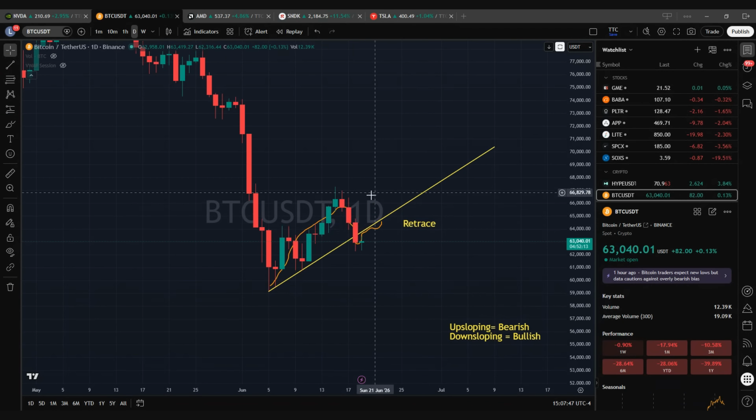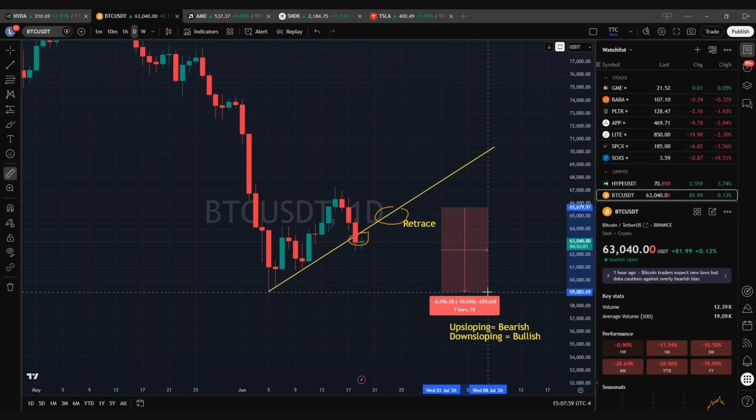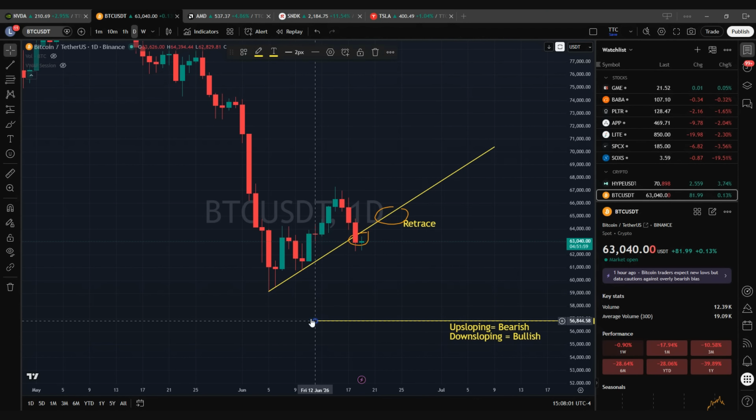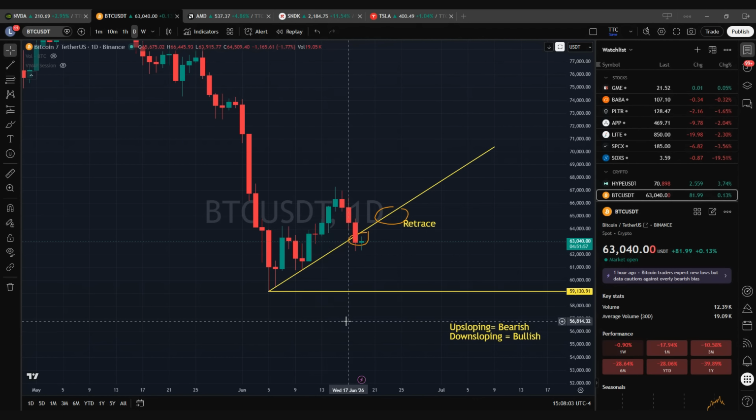The retrace, right? So you have two options. You either A, short it here, or you wait for the retrace, maybe around $65,000, $66,000, and look for a lower move, potentially even down here to around $59,000 for a potential target. That would be around a 10% move in our favor. And this could easily play out in this coming week, right?